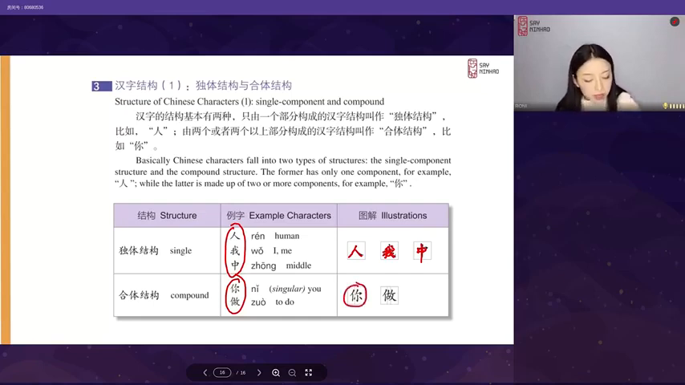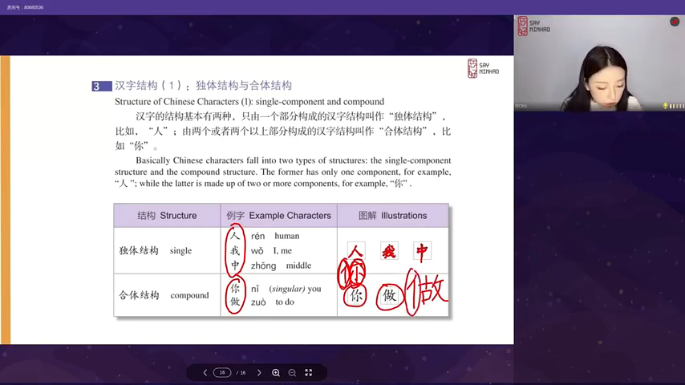But this one, Ni, I will write it bigger. I can easily separate this word into two parts, right? This part and this part. And for Zuo, which means to make, to produce. Okay, let's see. I can separate it into how many parts? Three parts, right? This one, and this one.